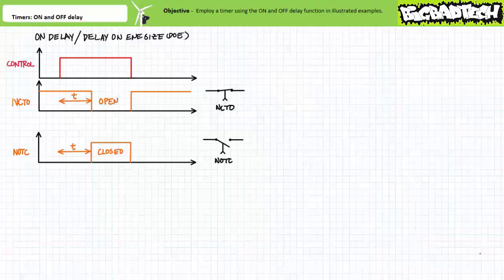Recall that a timing diagram of a timer executing the on delay or delay on energized function would look like this. When the controlling input is energized at this instant here, the associated contacts do not instantaneously switch to their opposite state. The normally closed time open contact remains closed, and the normally open time closed contact remains open. Only after the predetermined delay period T has elapsed do the contacts change states here. The normally closed time open contact opens, and the normally open time closed contact closes.